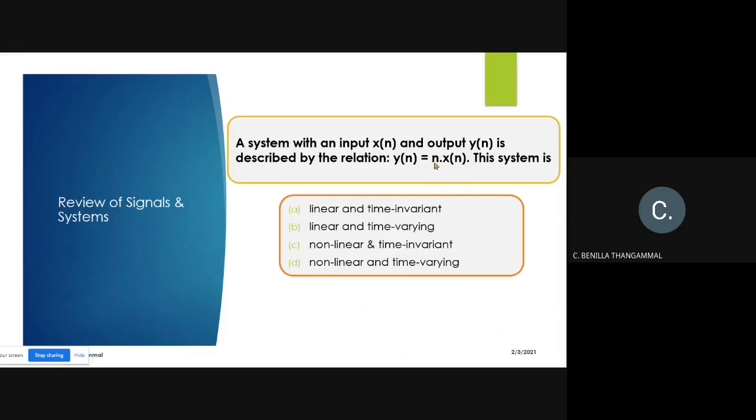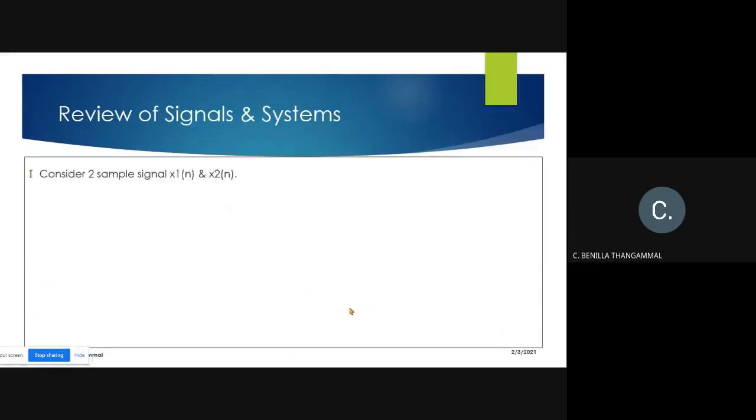So if it is multiplied by the time period, it is said to be time variant. So here either it may be option B or option D. Now we have to find about the linearity. So for linearity, you have to go for three steps here.